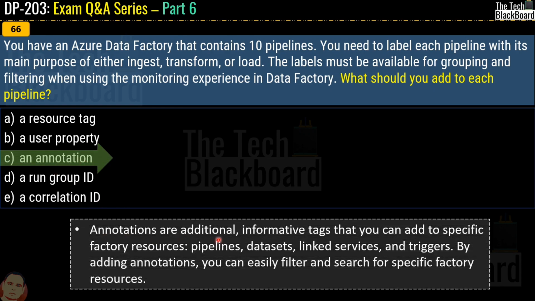So annotations are additional informative tags that you can add to specific factory resources like pipelines, datasets, linked services, and triggers. And friends, by adding annotations, you can easily filter and search for specific factory resources. And that's the reason behind choosing annotation as the answer to this question.